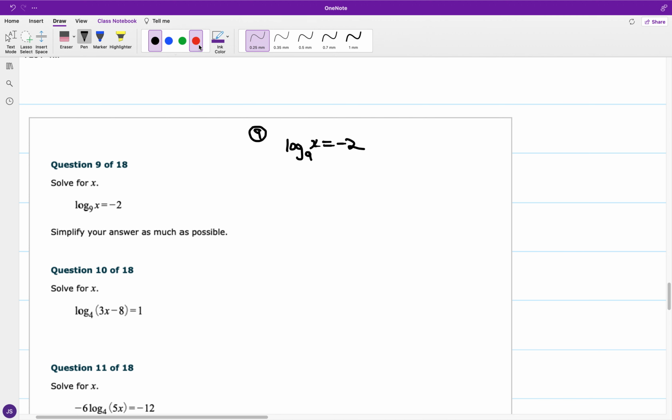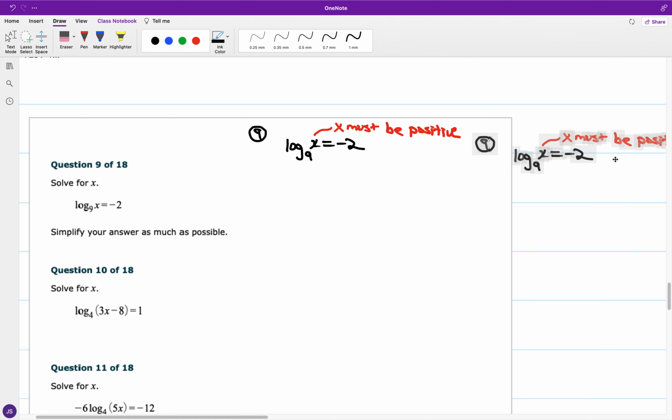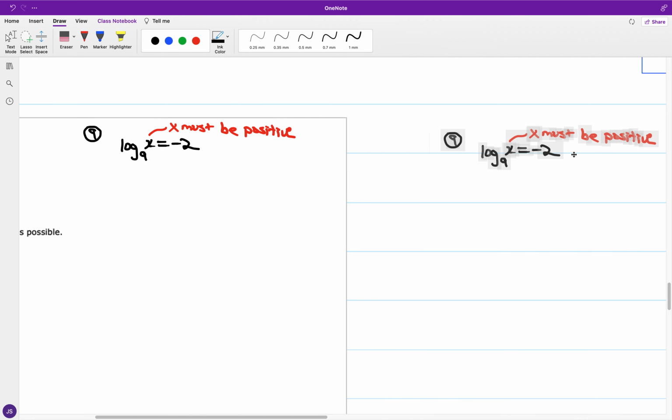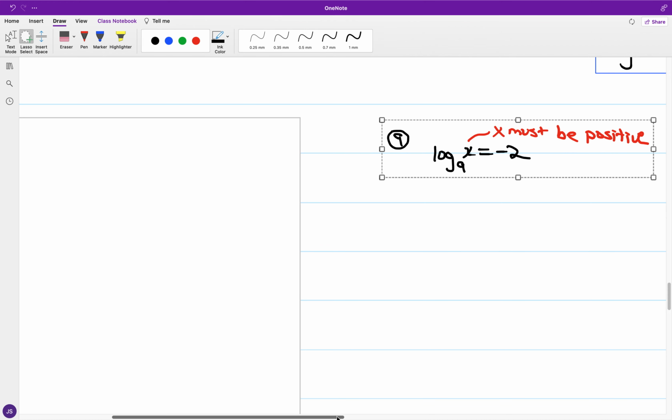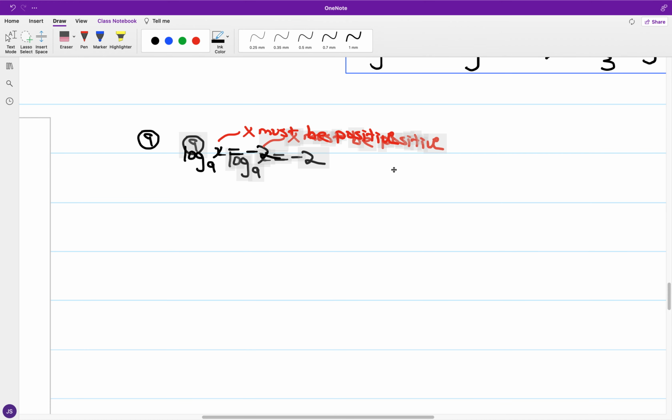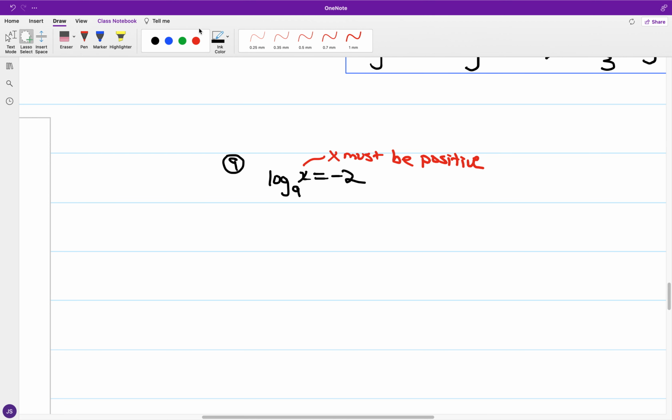Okay. And whatever I have for x must be positive. Okay, so again, we had the base 9 log of x is equal to negative 2. All right, so we got a single logarithmic term.